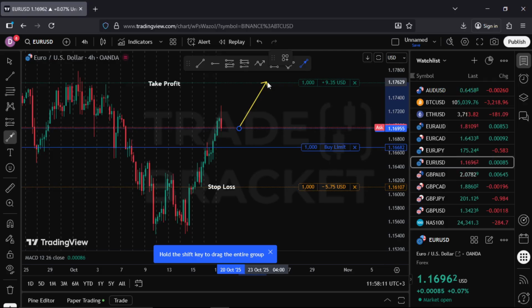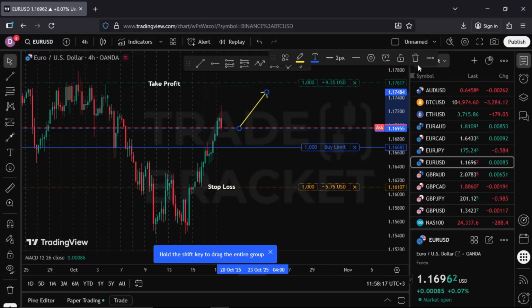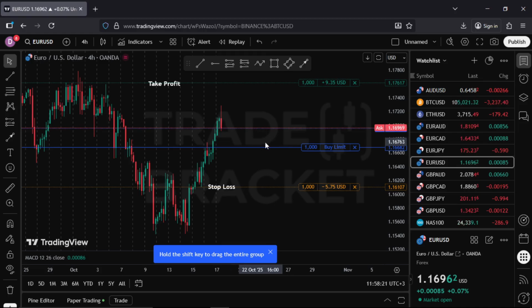Again, it will be done automatically. The easiest way to understand this: you use the buy limit. If it's a buy limit, your order will be placed below the current price, because price is right here. As you can see, if it's a buy limit in this case, your order will be placed below the current market price.